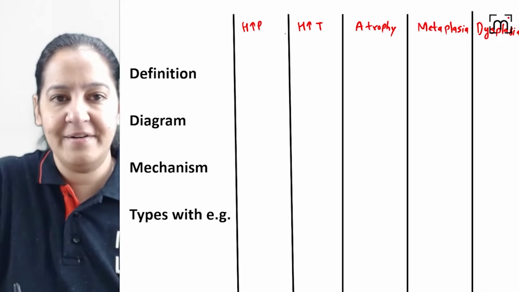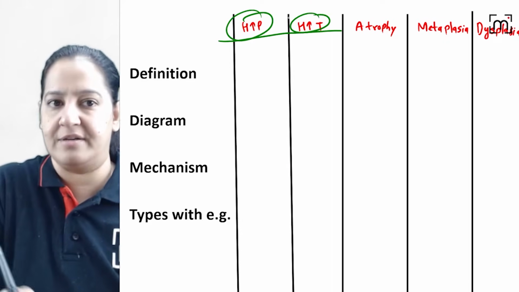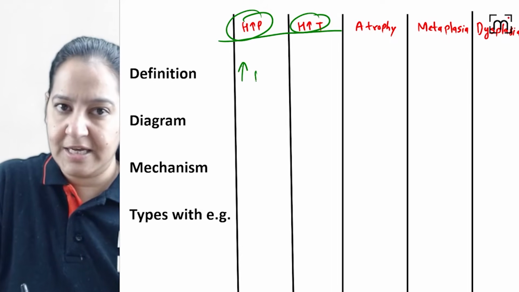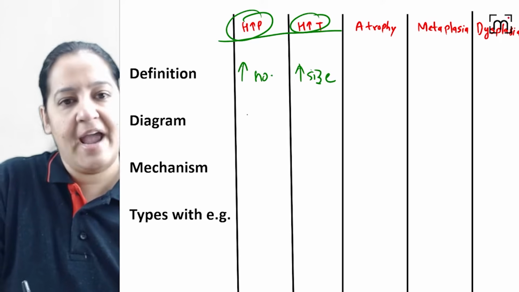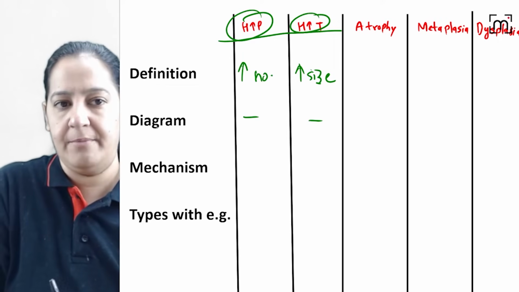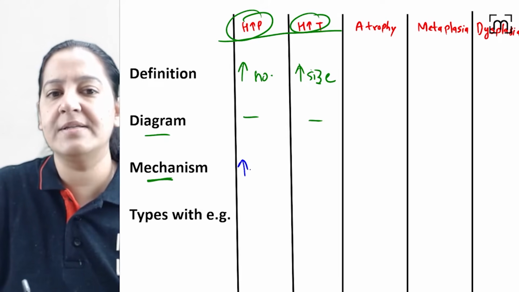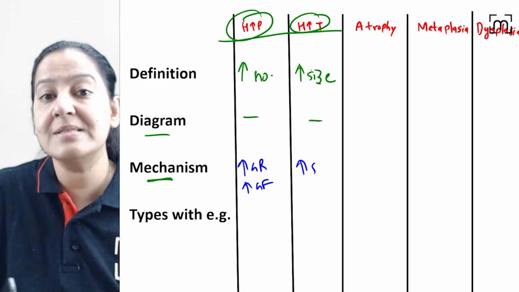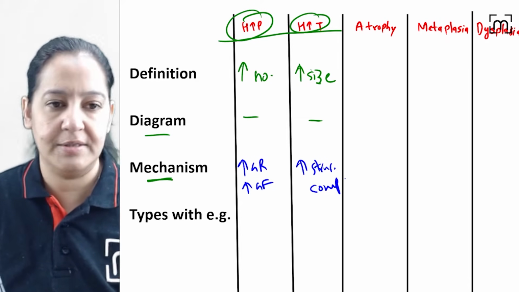So can you compare the two? We are done till now with hyperplasia and hypertrophy. Both are done. So definition, both of them you obviously know. It is increased in number, not size. It is increased in size, not number. Diagram definitely you can draw for both of them, right? For the diagram. Mechanism, here the mechanism is increase in growth receptor and growth factor. Here the mechanism is increase in structural components of the cell, but not the cell swelling.